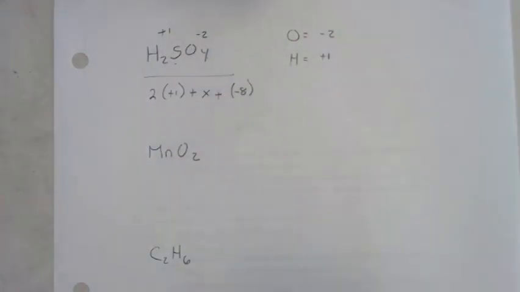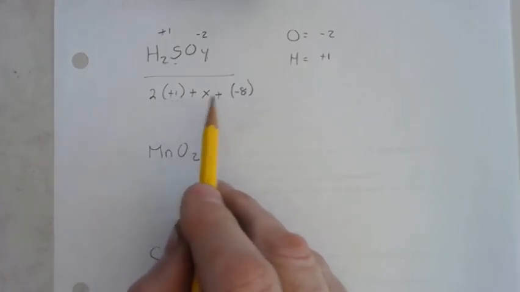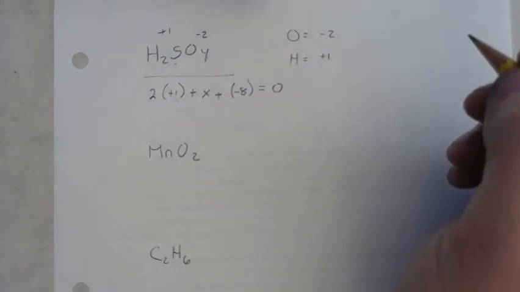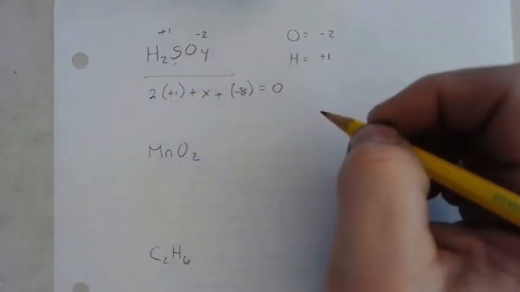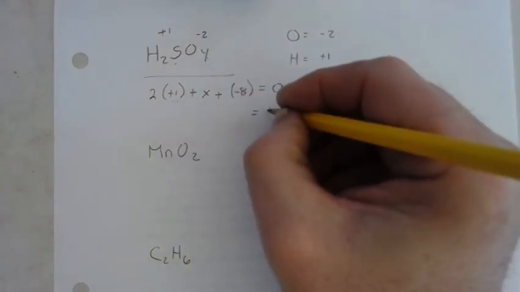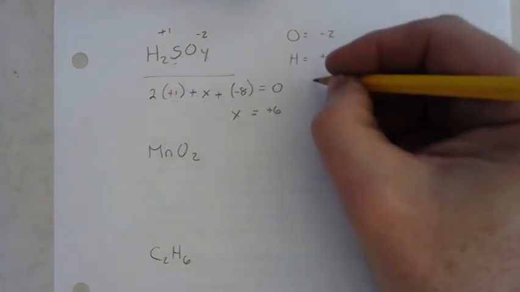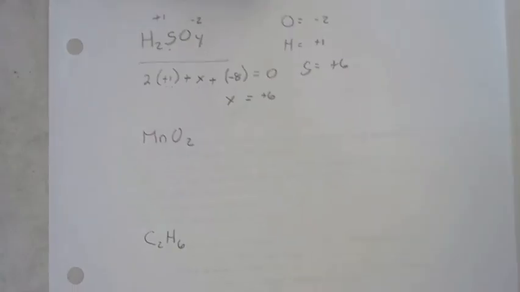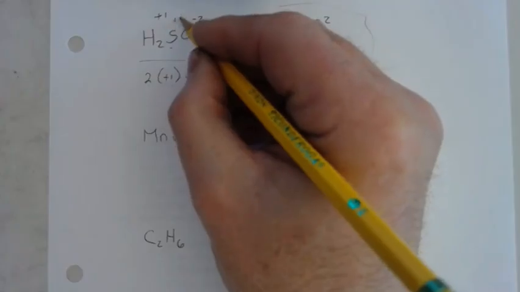So that 4 times -2 is going to be -8. All right. So we have 2 plus X plus -8 equals 0. Well, we can do some simple algebra and say that 2 minus 8 is -6. And we put that on the other side as +6. So X is equal to +6. So sulfur has an oxidation state of +6. All right. So we have now those.